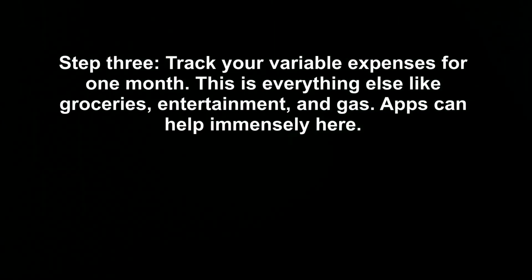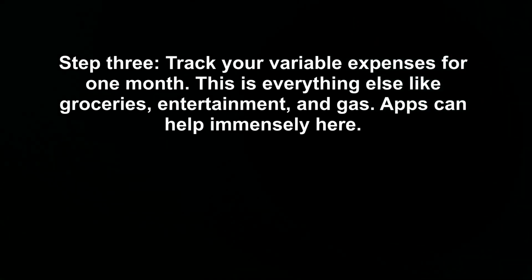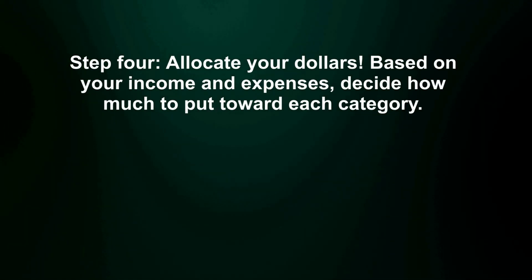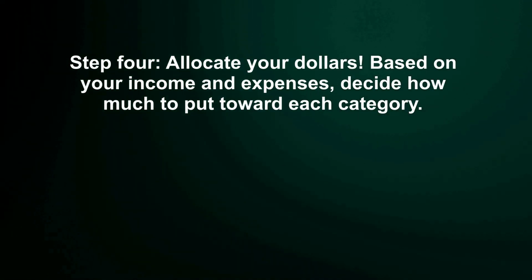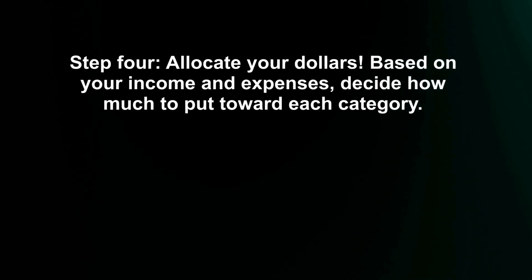Step 3. Track your variable expenses for 1 month. This is everything else, like groceries, entertainment, and gas. Apps can help immensely here. Step 4. Allocate your dollars. Based on your income and expenses, decide how much to put toward each category.